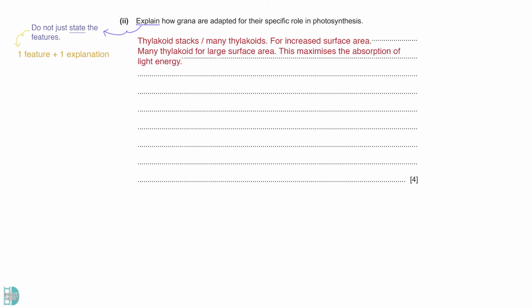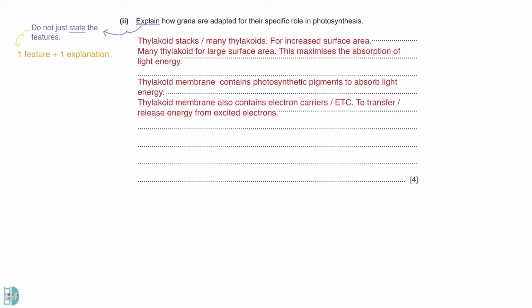You can also explain that the large surface area maximizes the absorption of light energy. The thylakoid membrane contains many photosynthetic pigments to absorb light energy. They also contain electron carriers or ETC to transfer energy from excited electrons. You can find many photosystems on the membrane. They act as the light harvesting structures.